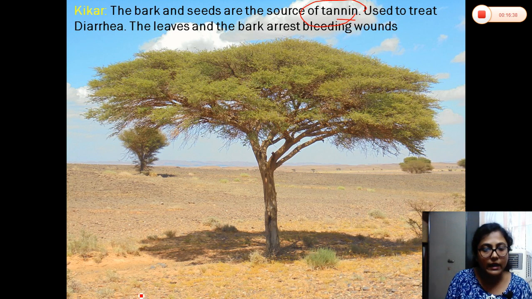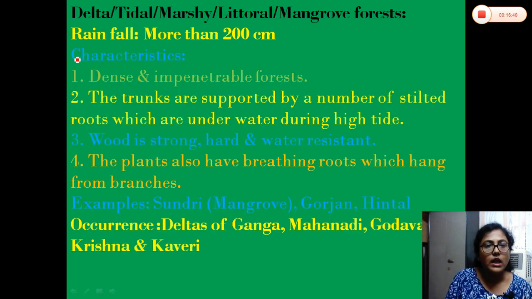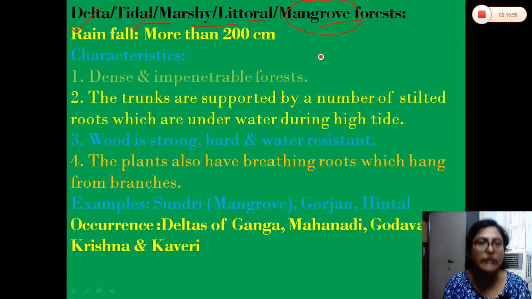It is good for curing diarrhea. Now the next forest is the delta forest, or tidal, marshy, littoral, or mangrove forest. These forests get the influence of tides, and the area is swampy in nature, meaning the soil is muddy and water is always found on the soil. Why? Because the soil becomes saturated with water, that's why the muddy feature is found there. Marshy land is found here, and in this area mangrove type of vegetation is found.